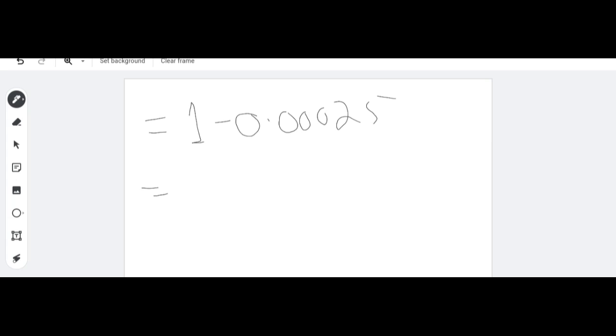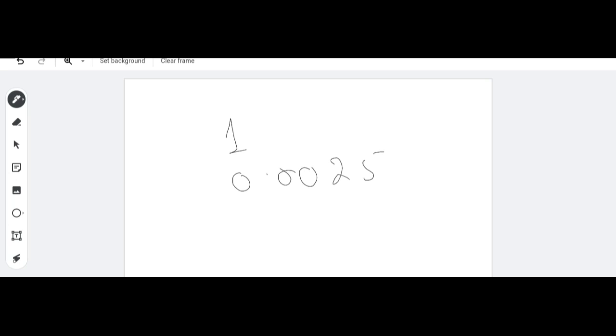I think no. Because 1 is the greatest, it means that we have to place 1 here, and 0 point 0.0025, and here, no, there's one more zero between 0 and 0. There is one more zero in between. There are two zeros before 25. That was 3, I think. No, 2.